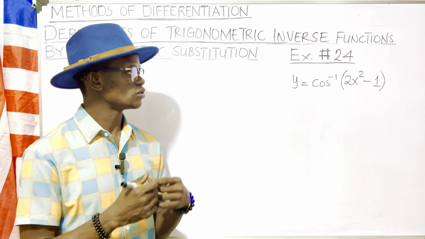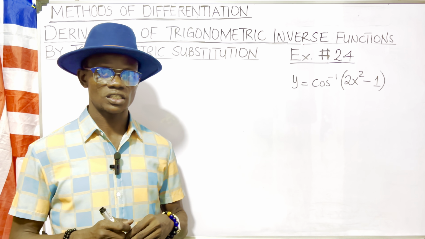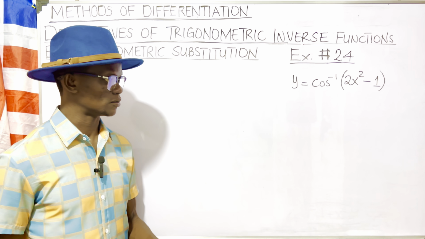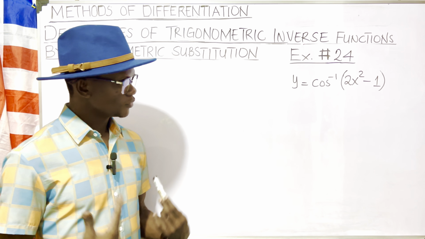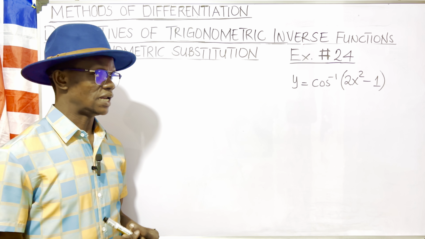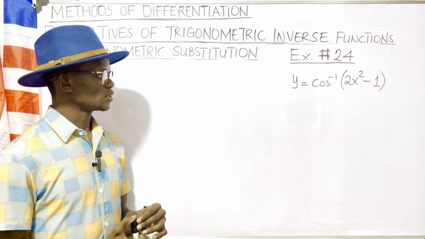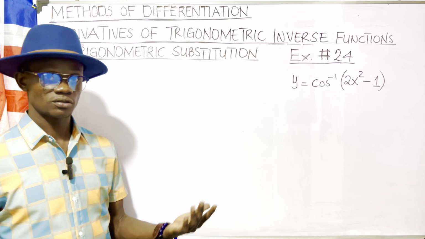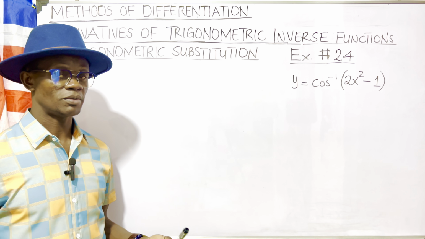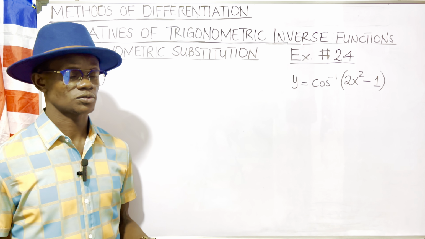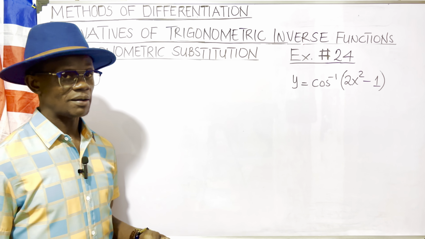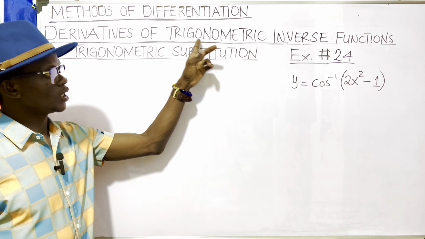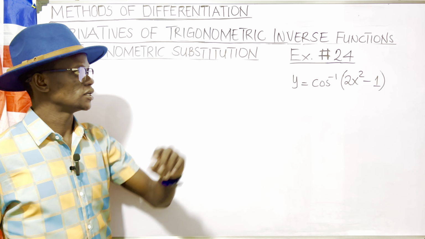In today's lesson, we want to continue with finding derivatives of trigonometric inverse functions using the trig substitution method. In the last 3 lessons, we discussed how to find the derivative of a trigonometric inverse function using trig substitution, and we solved 3 problems. So we want to solve the 4th problem, which is question 24 under trig inverse function in general.